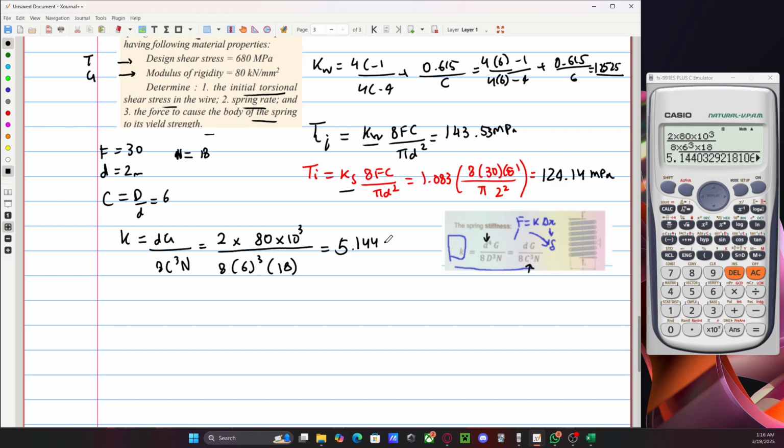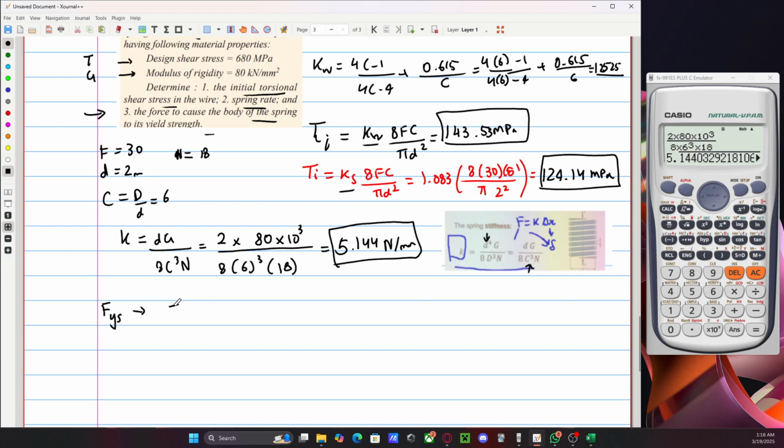5.144, and stiffness is Newton per millimeter. So this is our stiffness, and if we use Ks, this is our initial stress, and this is our Kw if we use Kw. Now, we want to find out the force caused, so we're going to assume another force, let's call it F yield, Fy, or yield strength, and we need to work out this yield strength that can counteract the tau being 680 megapascals.